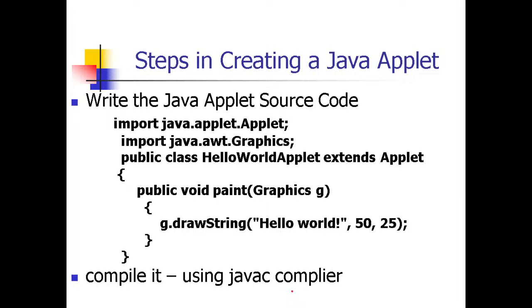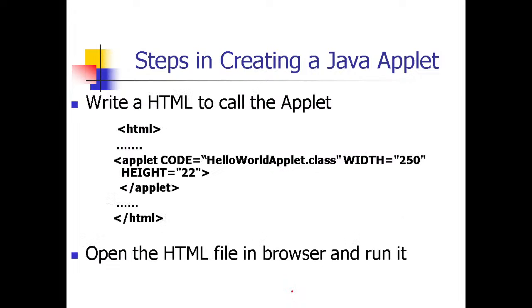Next step means first step: writing the source code. Another is compiling it. Third is, now when you compile your program, it always creates a class file, which is called bytecode. So whatever the file name with the .java extension, it always creates a class file with the same name, but the extension will be .class.